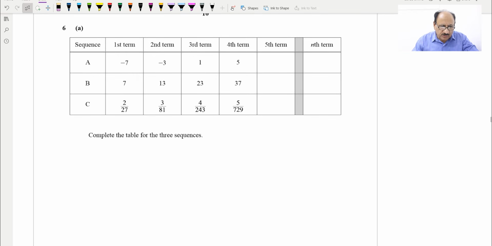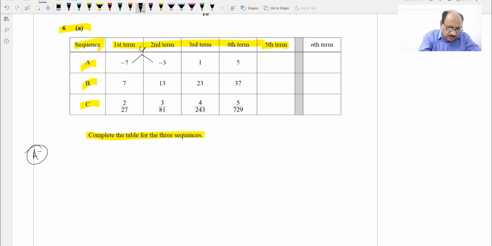Here comes sequence question number 6. In A part, sequences A, B, C and their terms are provided, and we need to write the fifth term for each, and then complete the table for the 3 sequences. For the first one, we can check the difference is 4. So for sequence A, this is an arithmetic sequence. How did we get that? Because the difference is the same.